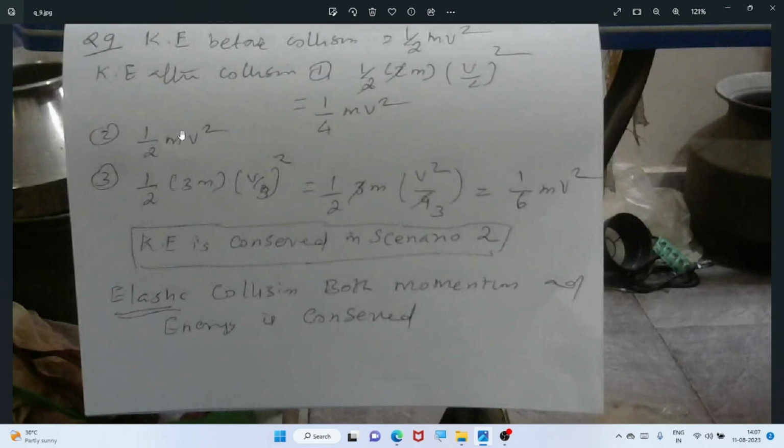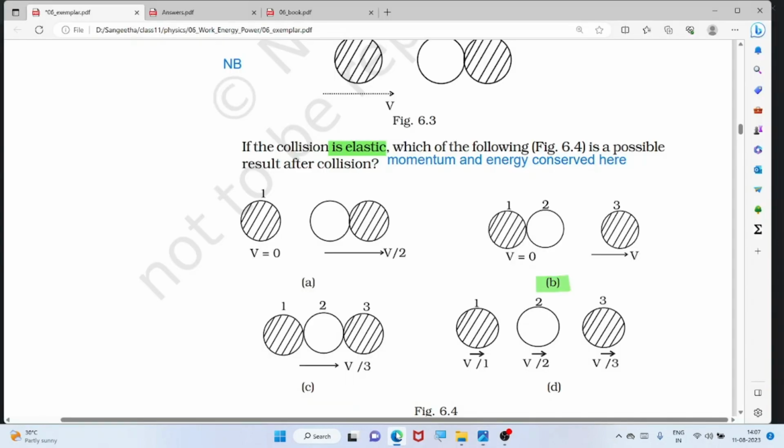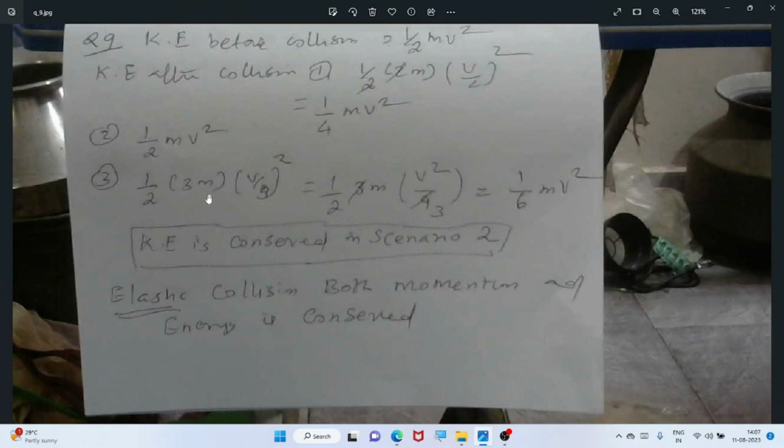Okay, in the first case, after the collision it is of mv square. In the second case, this one, because they are given the mass. This is case 1. E by 2. This is case 1.